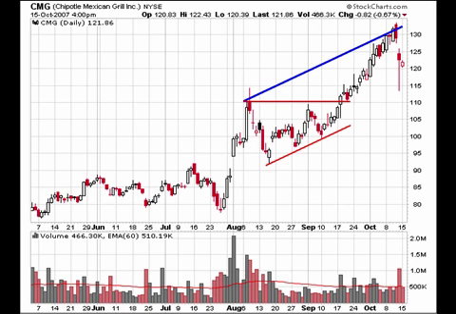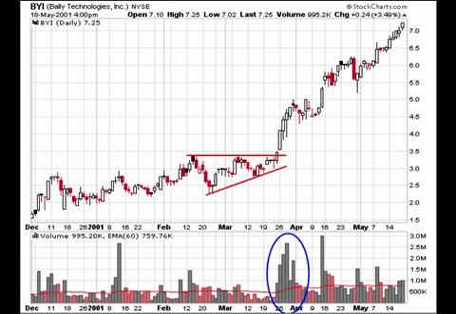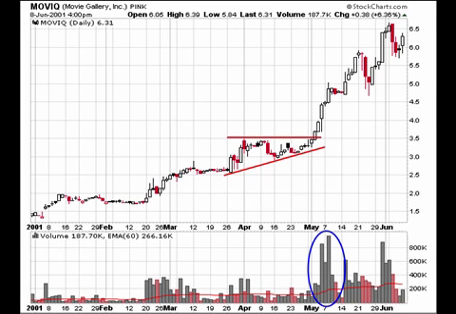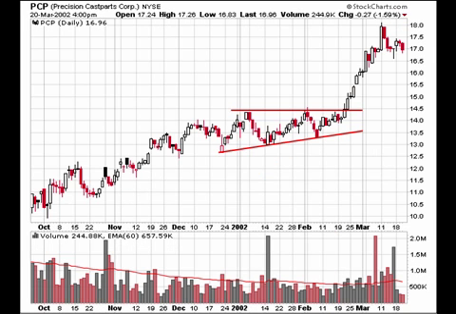We find it helpful to look at successful pattern formations to train our eyes. Ballet Technologies, textbook breakout on huge volume. Lyondell Chemicals, not extremely exciting, but you can't argue with the result. Movie Gallery, volume was huge and so was the percentage move. Precision Castparts, steady trend consolidated in an ascending triangle, and then we got a steady flow of volume when the stock busted out.